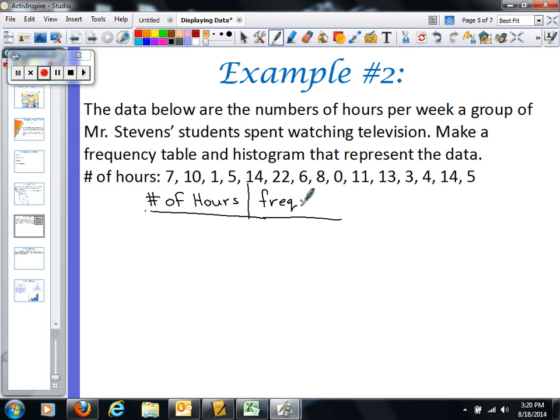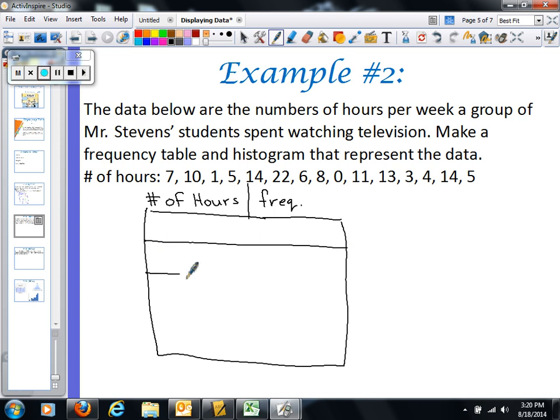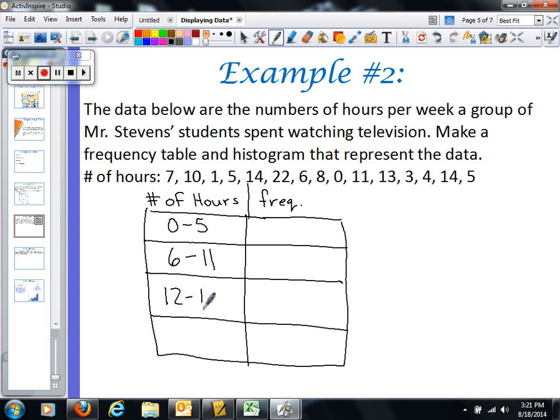So, make our chart, and we decided 4 groups of 6, so I'm going to make 4 rows, and I still only have the 2 columns. So my first group, if I'm going to do 4 groups of 6, would be 0 to 5. That's 6 numbers: 0, 1, 2, 3, 4, 5. Then I would do 6 to 11, 12 to 17, and then I would do 18.